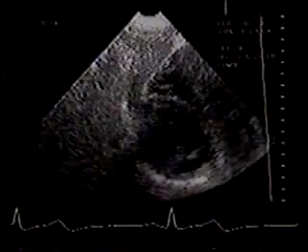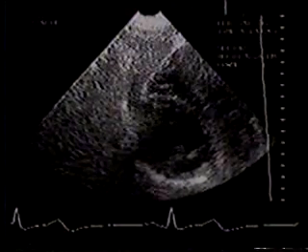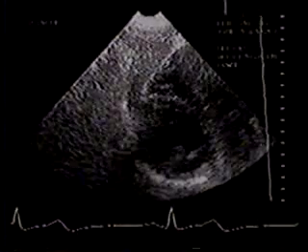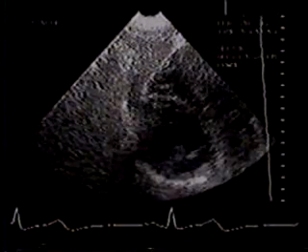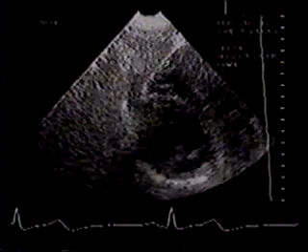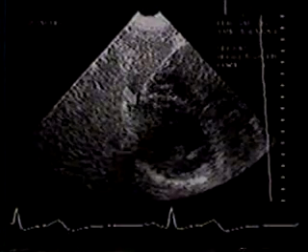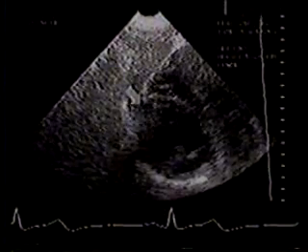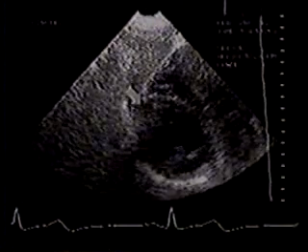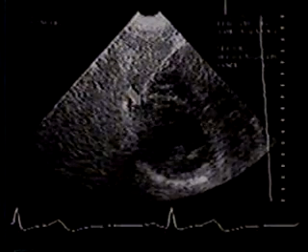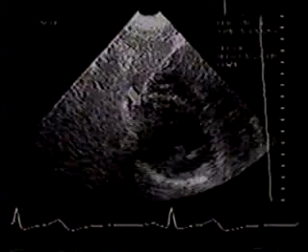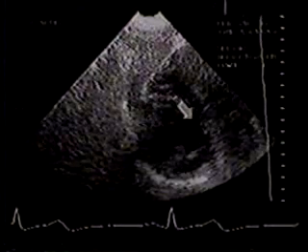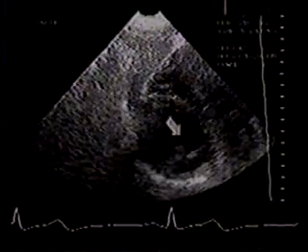The transducer has now been rotated to the short axis orientation, and the tip of the transducer has been tilted toward the apex. The ventricles can be inspected at the papillary muscle level. This is analogous to the parasternal short axis view, but the image is rotated clockwise on the screen. This is the ventricular septum, separating the right and left ventricles.